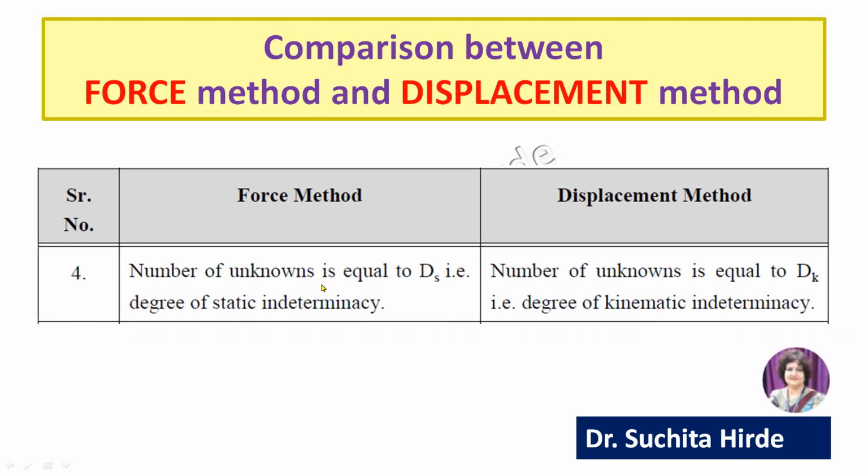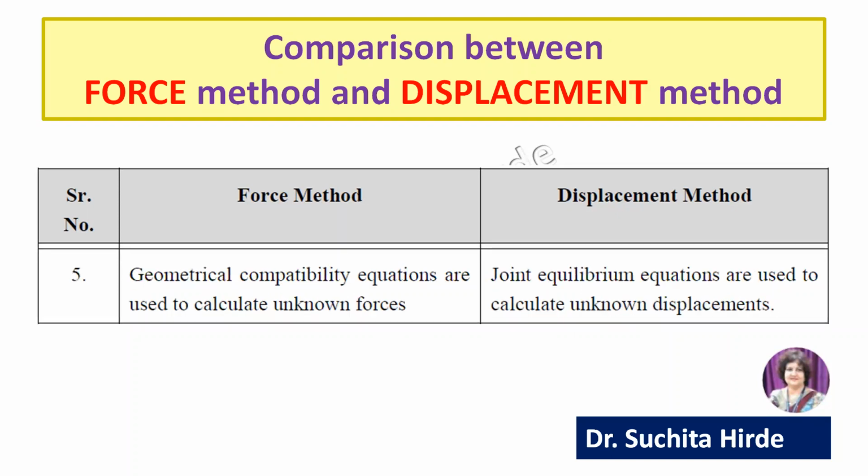Now in force method, the number of unknowns is equal to the degree of static indeterminacy of the structure, whereas in displacement method, the number of unknowns is equal to the degree of kinematic indeterminacy of the structure. Then in force method, as we have seen, we use a geometrical compatibility equation, that is delta at joint equal to 0 or theta at joint equal to 0. Such type of condition we use to calculate the unknown forces in force method.